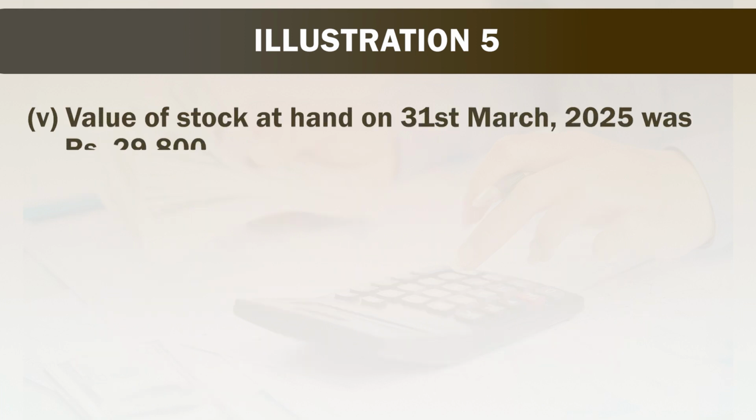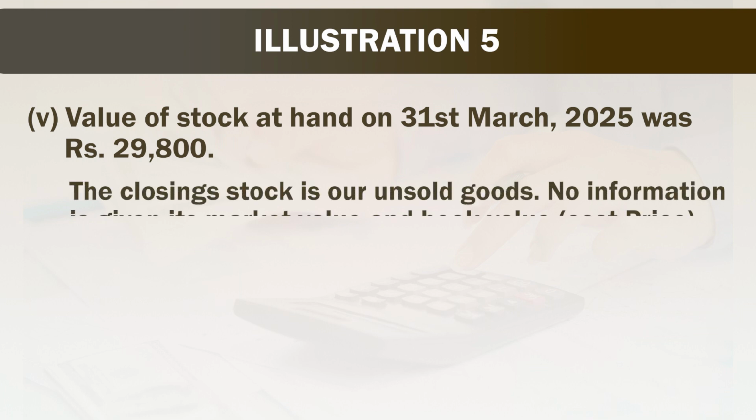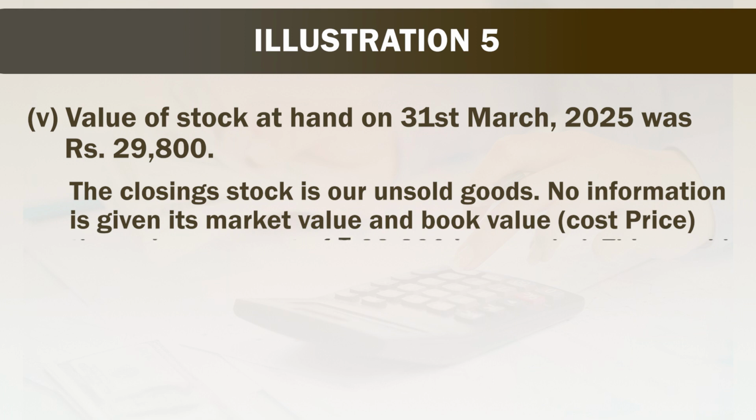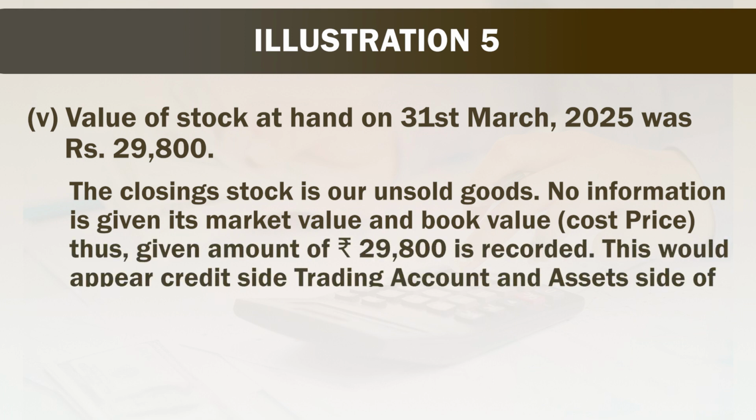Then friends, we have value of stock at hand on 31st March 2025 was rupees 29,800. The closing stock is our unsold goods. No information is given on its market value and book value, cost price. Thus, given amount of rupees 29,800 is recorded. This would appear credit side of trading account and asset side of balance sheet.